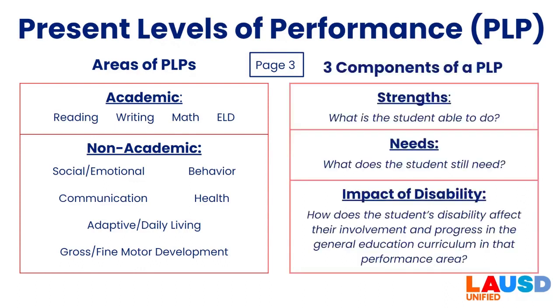Each PLP has 3 parts: the student's strengths, needs, and impact of disability. In the strengths section, we find what a student is able to do.